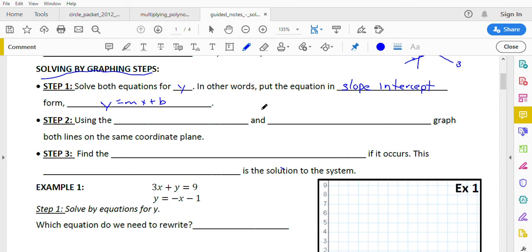So again, we're introducing these three different strategies: graphing, substitution, and elimination, and you're going to have to choose the best method for any given system that you're given.